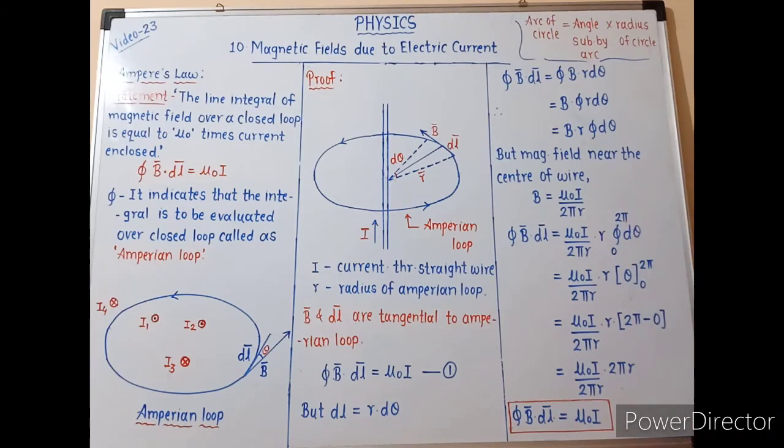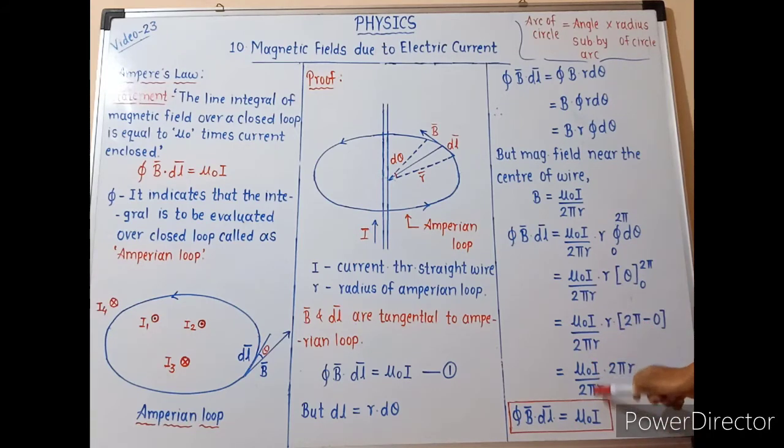So the next step is mu 0 I upon 2 pi r into r. The integration of d theta is theta, with limits from 0 to 2 pi. Now put the limits, that is upper limit minus lower limit, 2 pi minus 0. So we get mu 0 I upon 2 pi r into 2 pi r.